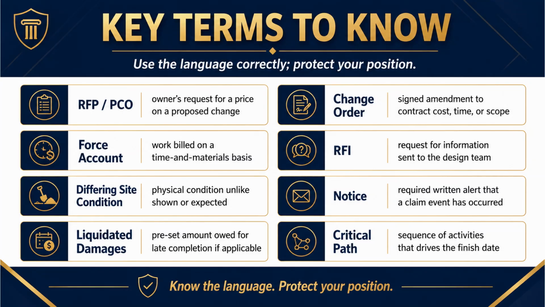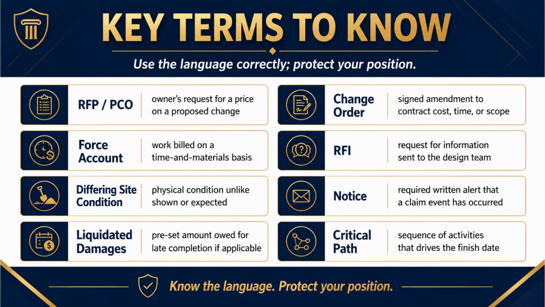RFP/PCO, the owner's request for a price on a proposed change. The pricing request. Change order, the signed amendment to contract cost, time, or scope. The executed instrument. Note the difference from the RFP. The RFP asks, the change order executes. Force account. Work billed on a time and materials basis. Your fallback when the cost can't be defined up front. RFI, request for information sent to the design team. Your formal question. Differing site condition, a physical condition unlike what was shown or expected.